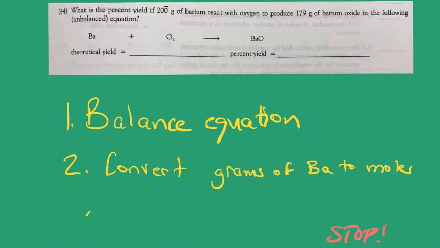So I want you to, first of all, balance the equation and then convert the 200 grams of barium into moles. And you know how to do that. So I want you to stop the video right now and do that calculation before you move on to the next screen, okay? Because I want you to have the answer and compare it to what we come up with, and not copy my answer, all right? Turn off the video and do this problem on your own first.